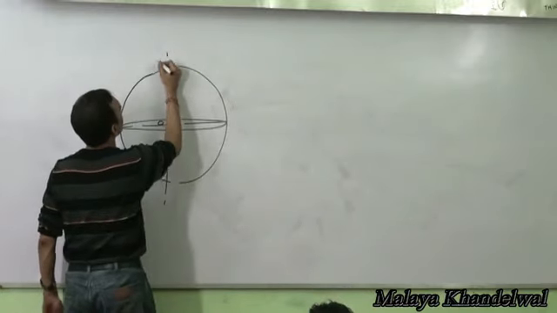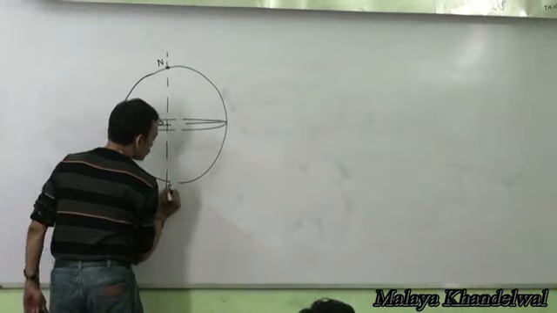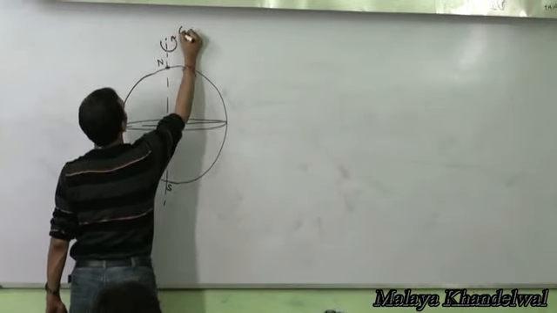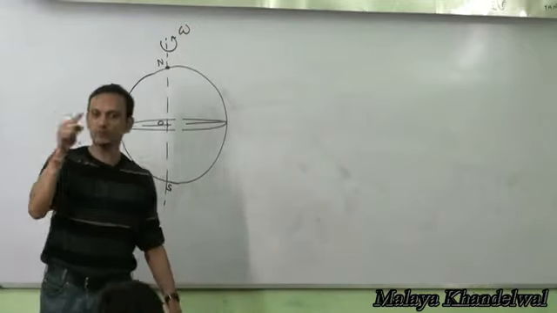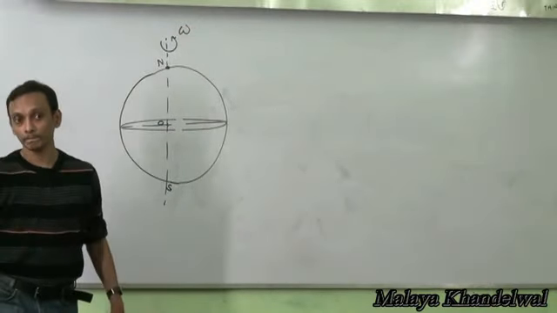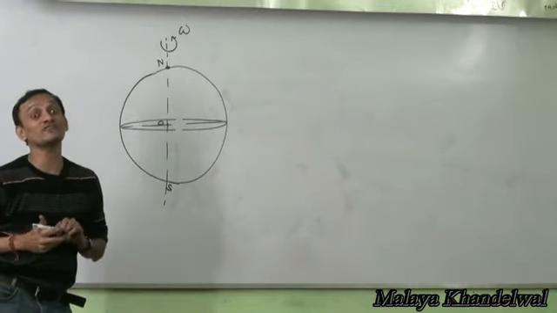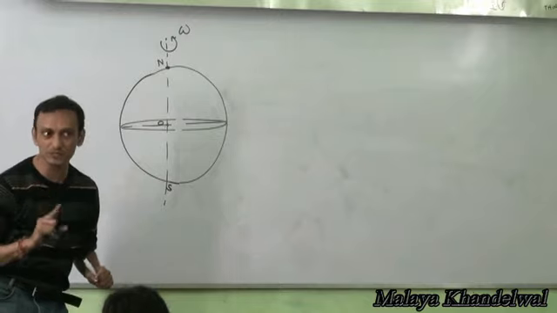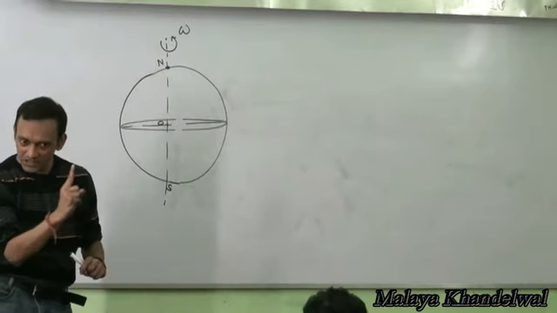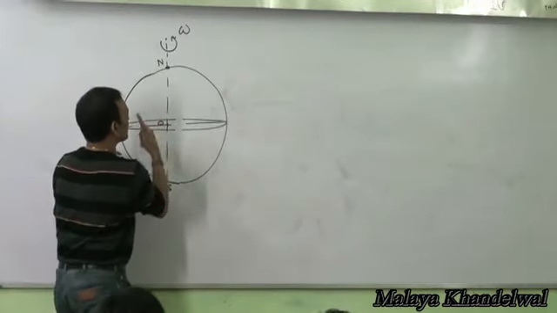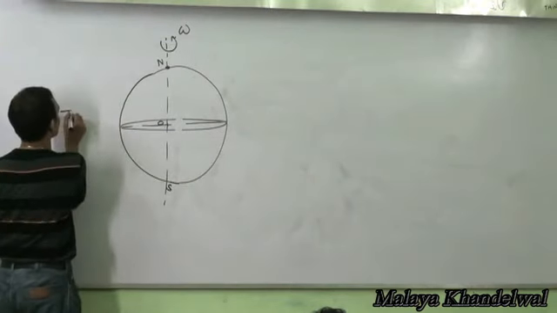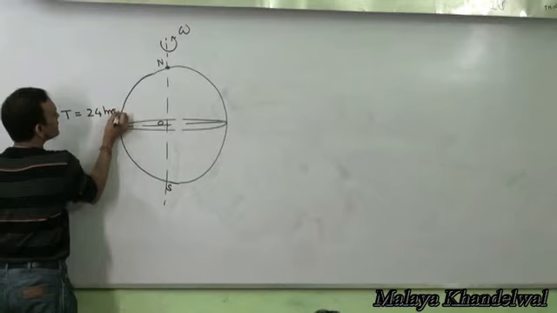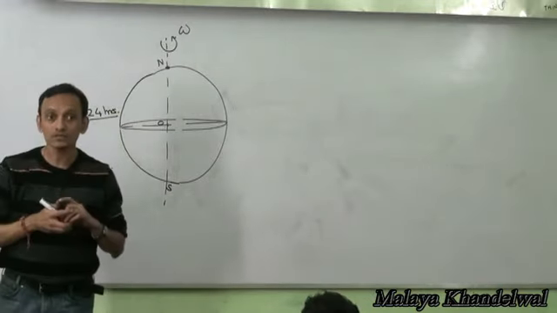And then you have a north pole and a south pole. About the NS axis, the earth spins with an angular speed omega. It completes one full spin in 24 hours. That means the time period of rotation about the NS axis is 24 hours or 86,400 seconds, right?